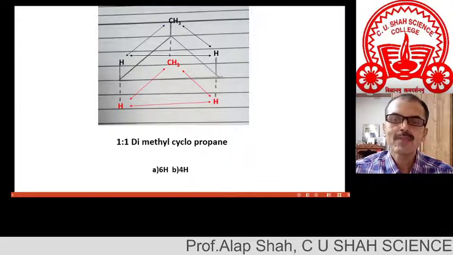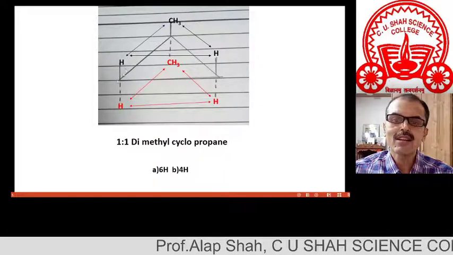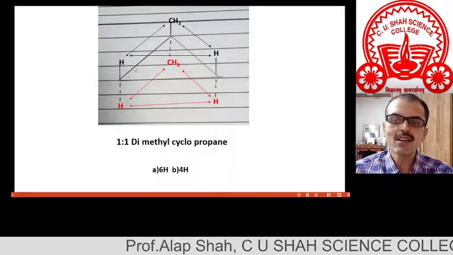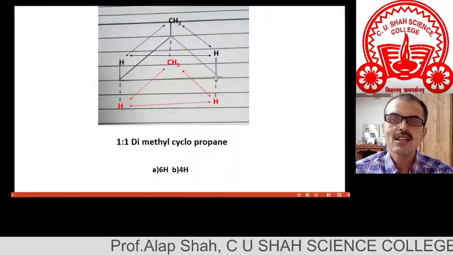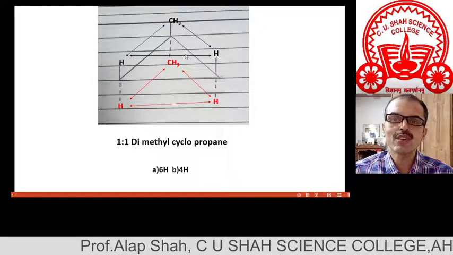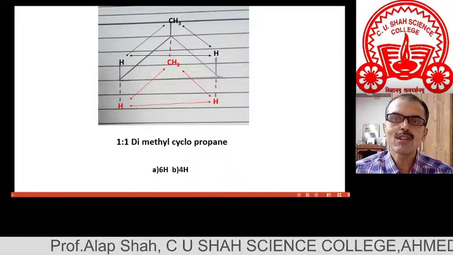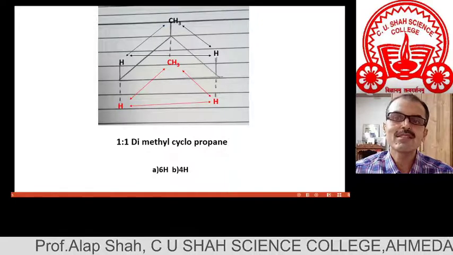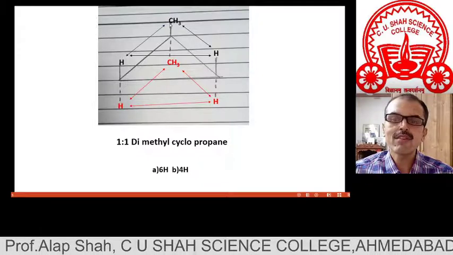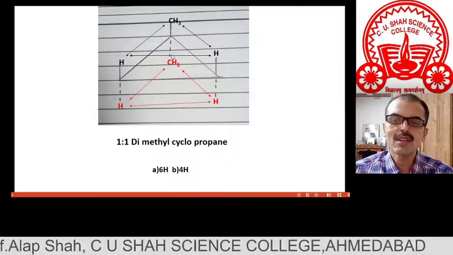You can see that the three bonds that I have written with the continuous line are actually in the plane above. These three corners are actually the three carbons of the cyclopropane ring. And you can see that the three bonds that I have shown with the dotted lines lie in a plane below. If you draw the isomers this way, then easily you can understand this problem. This particular isomer is called 1,1-dimethyl cyclopropane, as both the methyl groups attach on the same carbon.